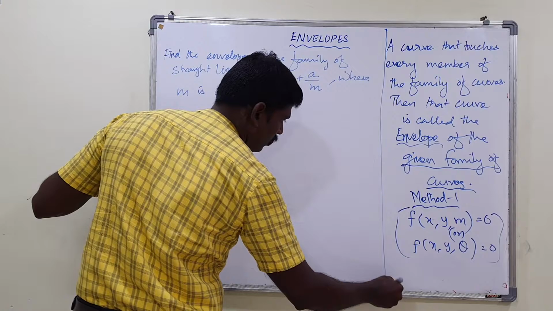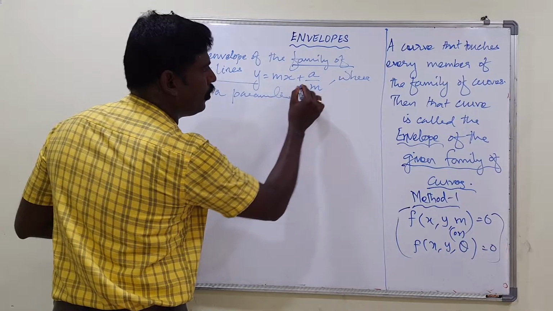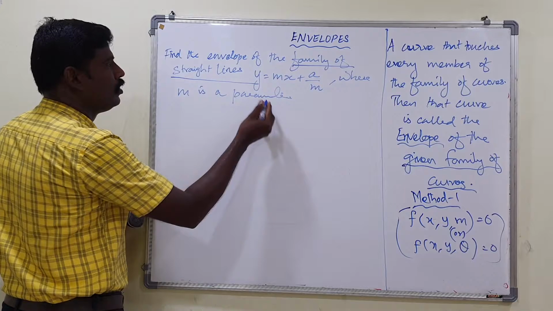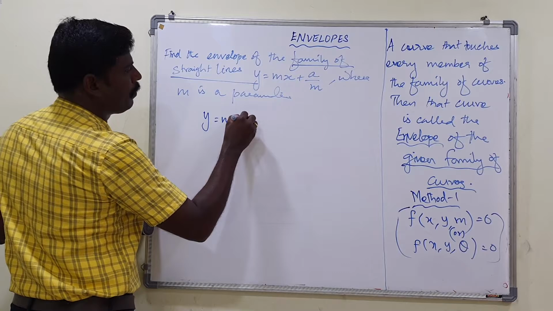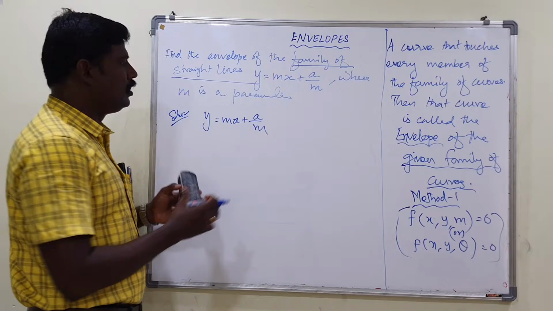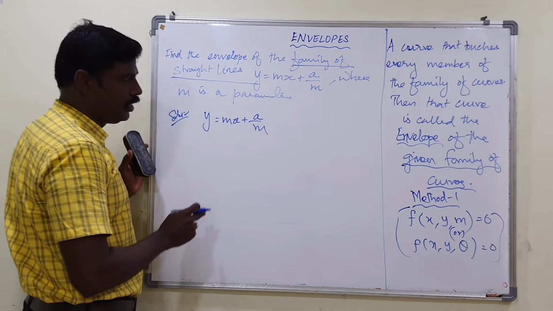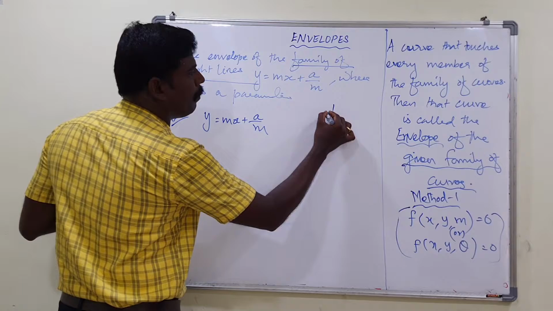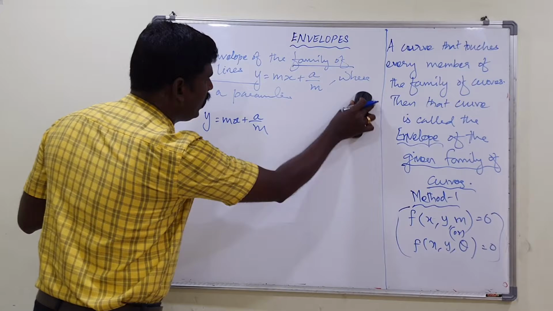Right? So a family of straight lines is given to you. I need to find the envelope of this family of curves. The given curve is in the form y equal to mx plus a by m, isn't it? Solution: write the given equation as y equal to mx plus a by m. Why do I call this a family of straight lines? This is a homogeneous equation of degree 1 in x and y, since the power of x is 1 and the power of y is also 1. So we call it a family of straight lines.